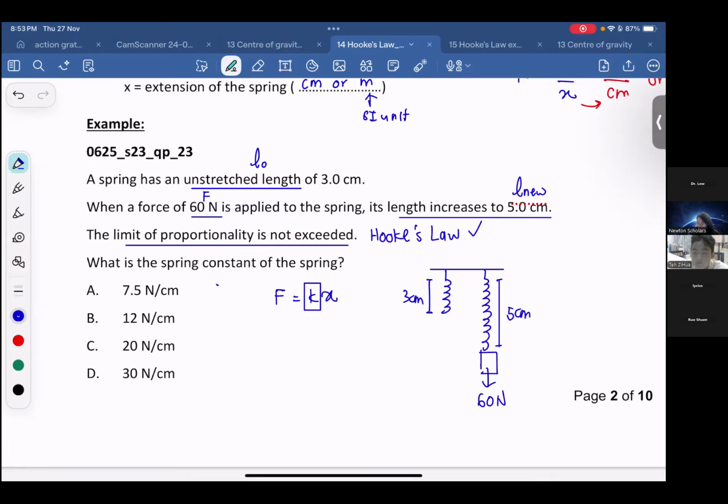Where are the others? Crystal, Emily, you all? F is 60. K, we don't know. Extension is 2 cm because we are using 5 minus 3. So here, 5 minus 3. Your K should be 30 Newton per cm, because here we are using cm and force is in Newton, so the answer should be Newton per cm. So we go to your next page, page number 3.